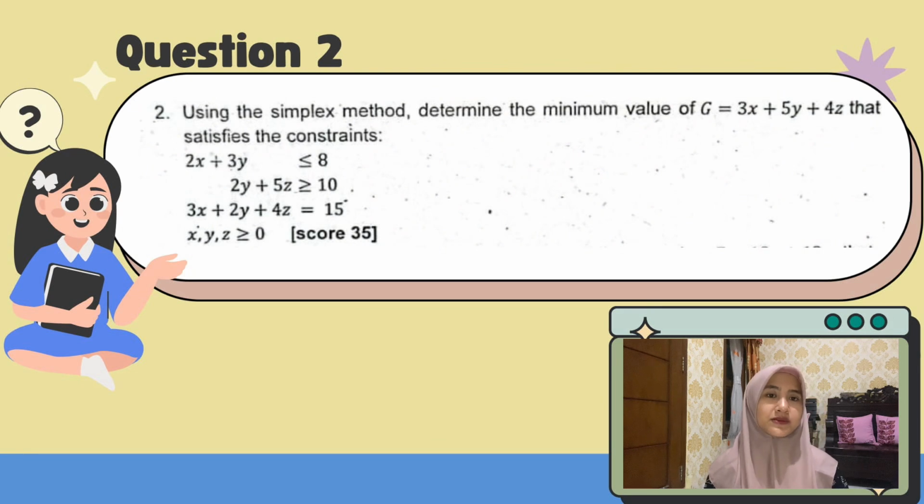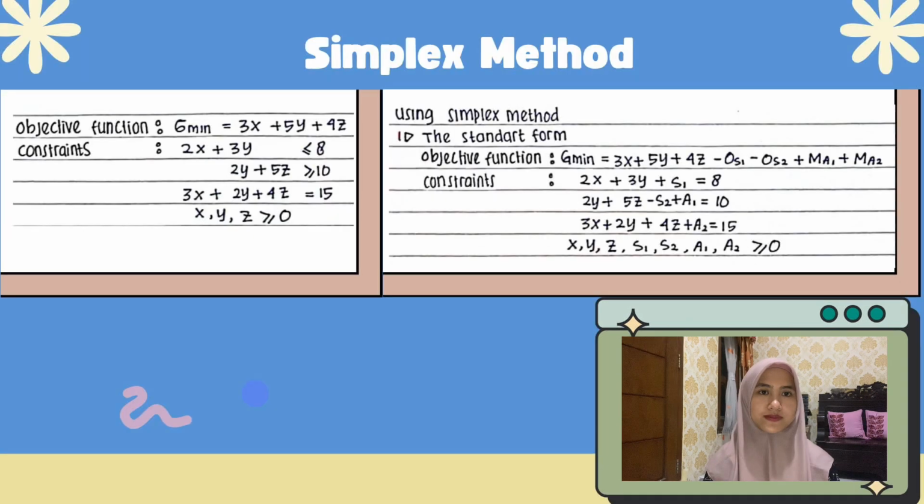During the midterm exam yesterday, I made a mistake in working on number 2 in the section on converting to standard form, because I made a mistake in one of the constraint functions, which should only have an artificial variable because it is an equality.